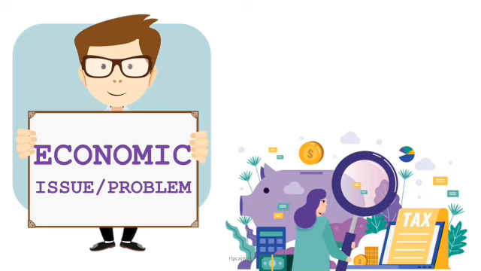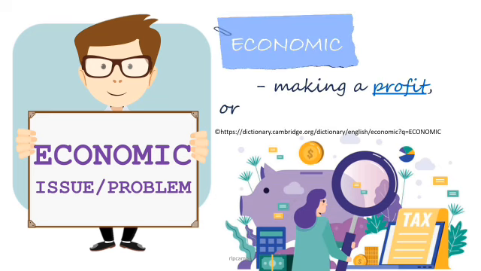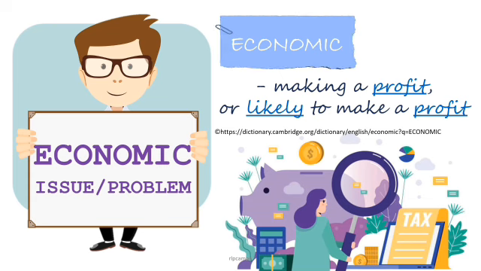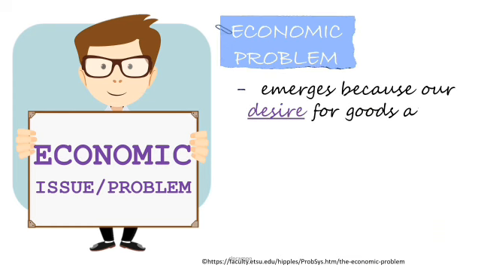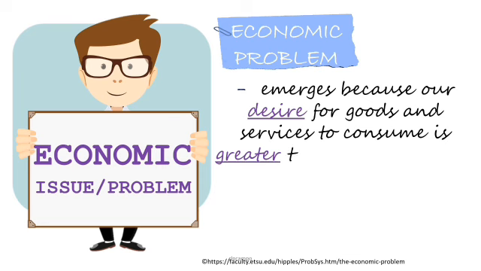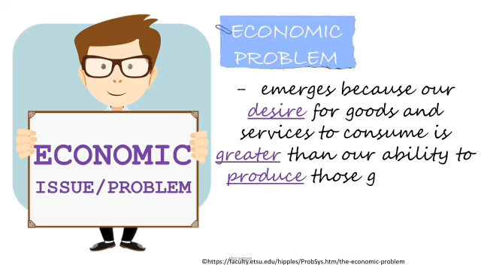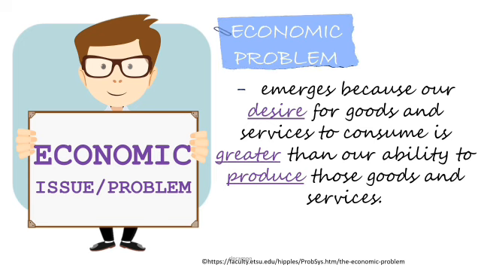The last one is the economic issue or problem. Let's define economic. Economic is making a profit or likely to make a profit. Economic problem emerges because our desire for goods and services to consume is greater than our ability to produce those goods and services. Or in simple words, just like you wanted to buy something but you cannot afford, or the money you produce is not enough.